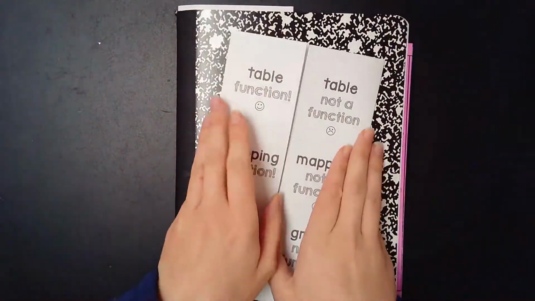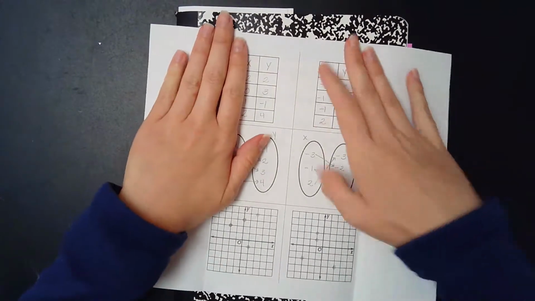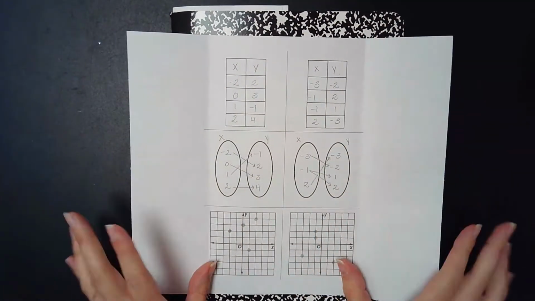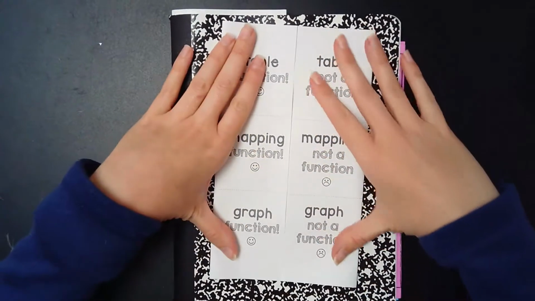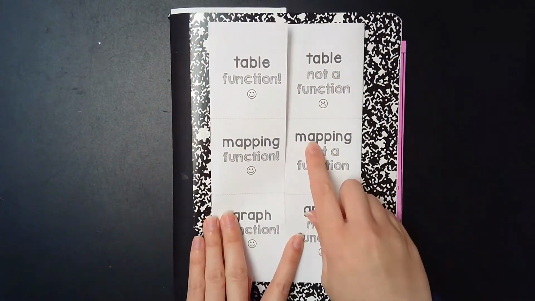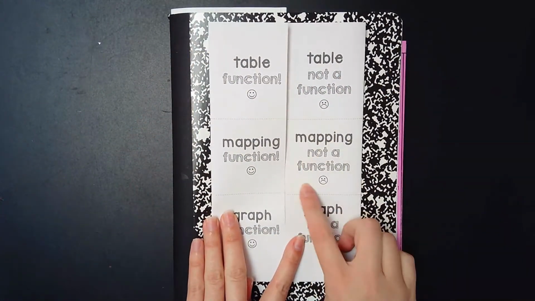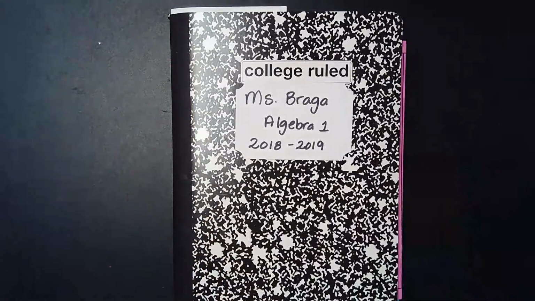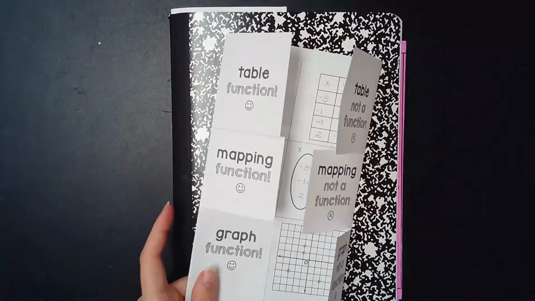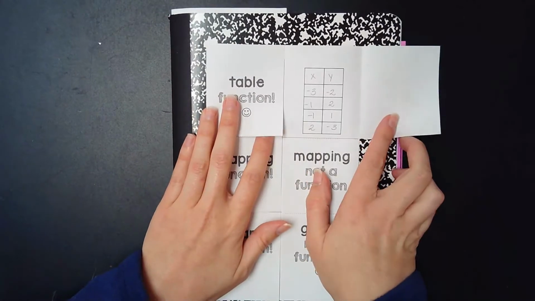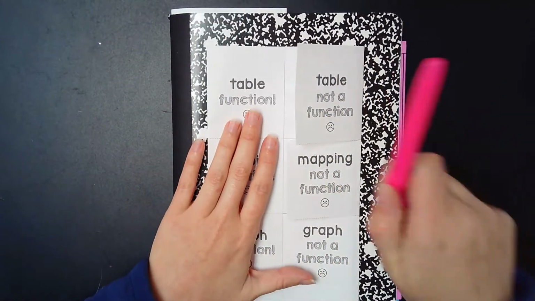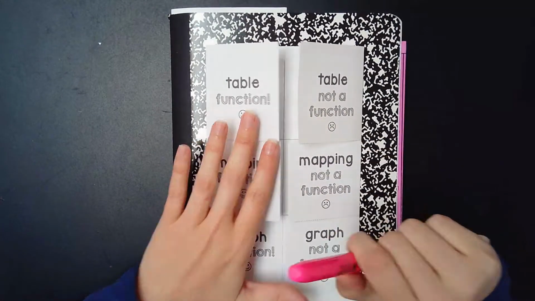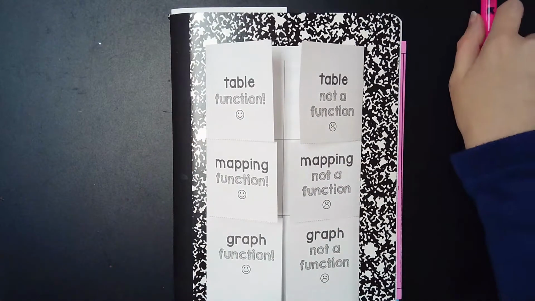So when you get this notes page, it's going to look like this. You're going to take these two outer edges and fold them towards the center. And then you want to cut on these dotted lines so that you have a foldable that has 6 doors that open. For these notes, you are going to need a highlighter in addition to your pen or pencil.